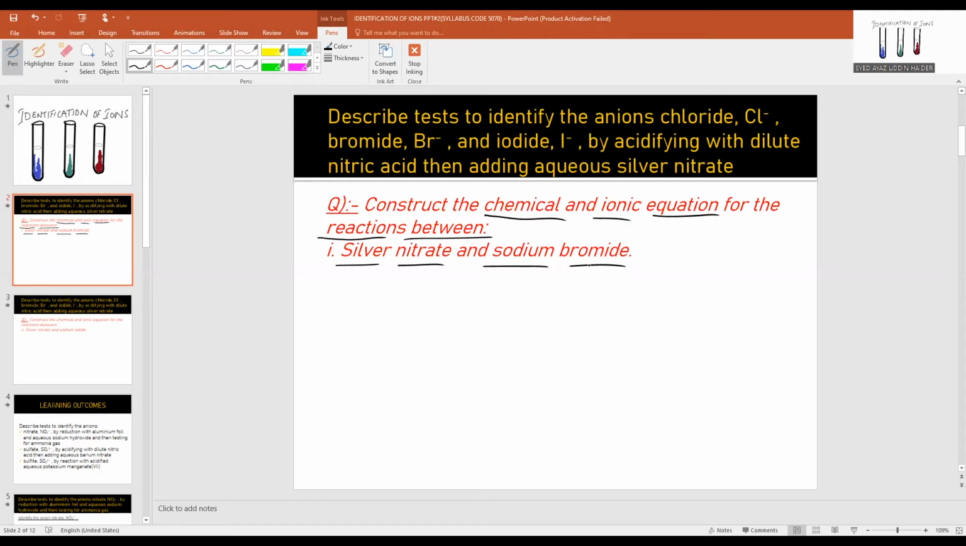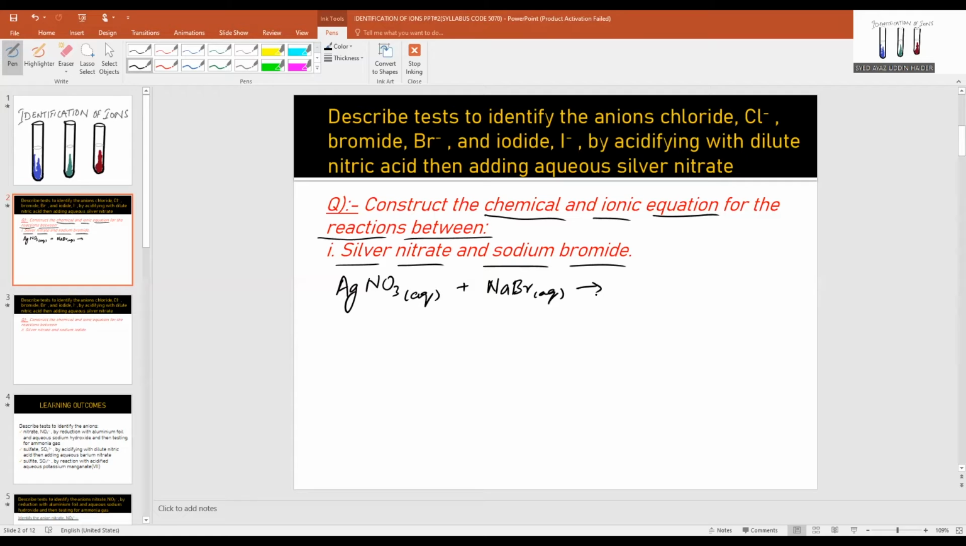First, I will write the chemical equation and then the ionic equation. The first one is between silver nitrate and sodium bromide. Formula for silver nitrate is AgNO3. It's soluble, so I will write aqueous. Sodium bromide should be soluble. I will write aqueous again for this one.